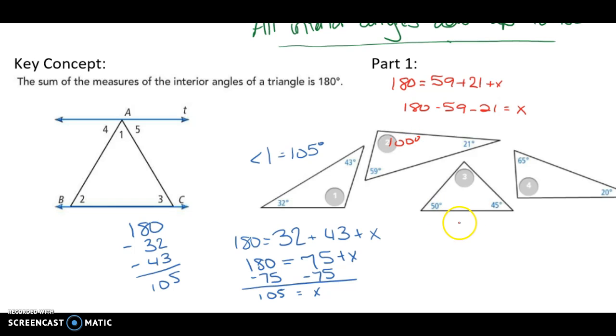Okay, so the same thing with the next two. Go ahead and hit pause and work through the next two. See if you can find the measure of angle 3 and 4, and then we'll come back together.